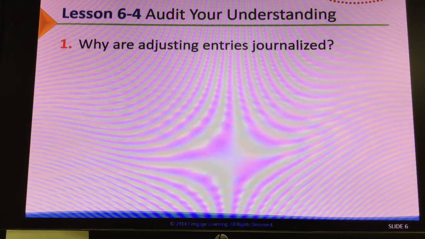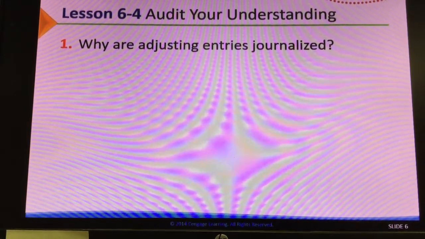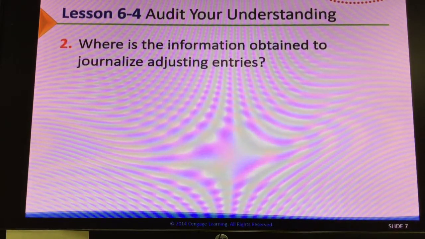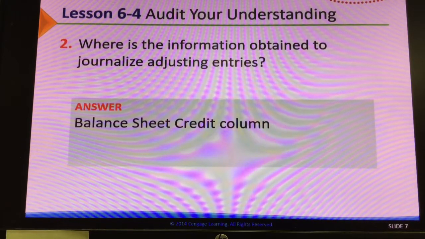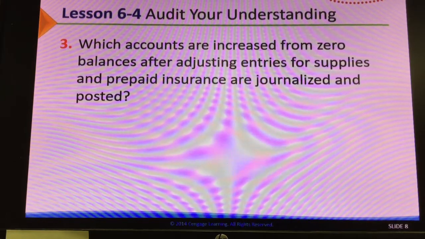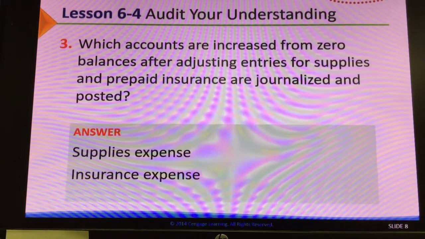Why are we adjusting journal entries, and why are we journalizing them? To update the general ledger account at the end of the fiscal year. Where is the information obtained to journalize adjusting entries? This is from the balance sheet, and it's the credit column. Which accounts are increased from zero balances after adjusting entries for supplies and prepaid insurance are journalized and posted? This is the supply expense and the insurance expense.